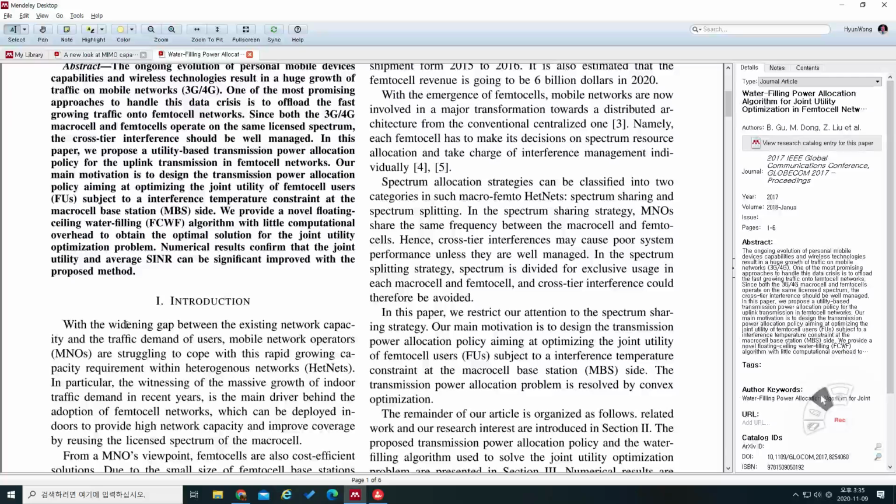Introduction. With a wide gap between the existing network capacity and the traffic demand of users, mobile network operators (MNO) are struggling to cope with the rapidly growing capacity requirement within heterogeneous networks. In particular, the massive growth of indoor traffic demand in recent years is the main driver behind the adoption of femtocell networks, which can be deployed indoors to provide high network capacity and improved coverage by reusing the licensed spectrum of the microcell.